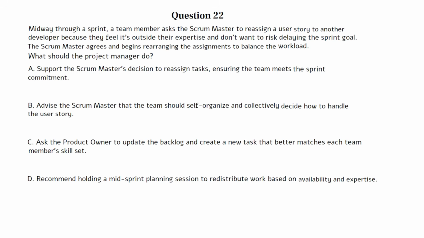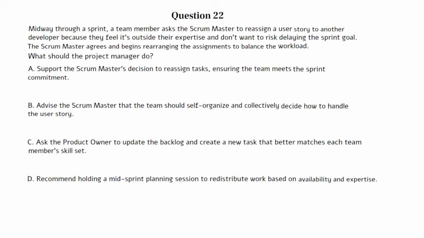Question 22. Midway through a sprint, a team member asks the Scrum Master to reassign a user story to another developer because they feel it's outside their expertise and don't want to risk delaying the sprint goal. The Scrum Master agrees and begins rearranging the assignments to balance the workload. What should the project manager do?